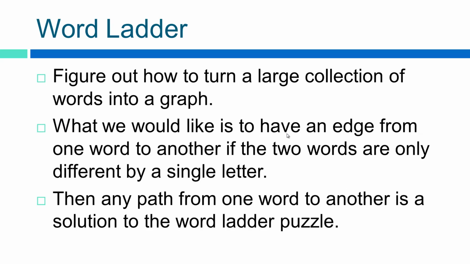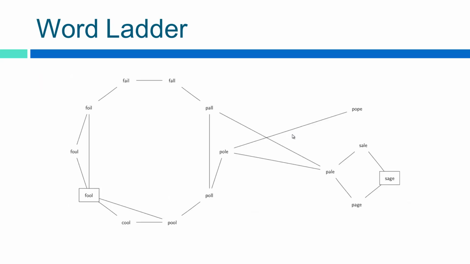So what we want to do is figure out how to turn a large collection of words into a graph. And what we would like is to have an edge from one word to another if the two words are only different by a single letter. Then any path from one word to another is a solution to the word ladder puzzle. So let me show you what I mean by that.